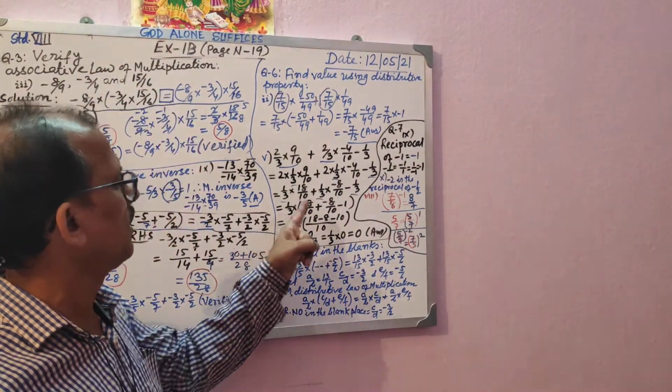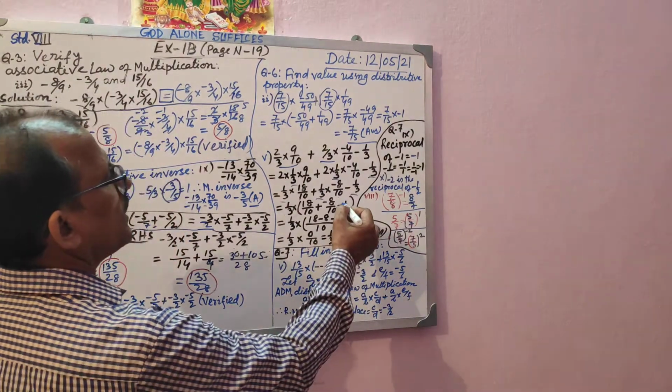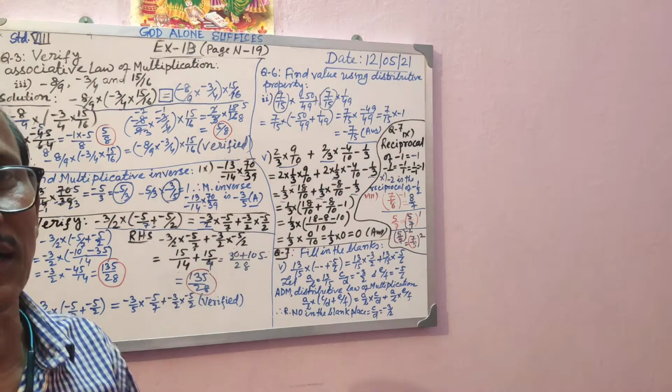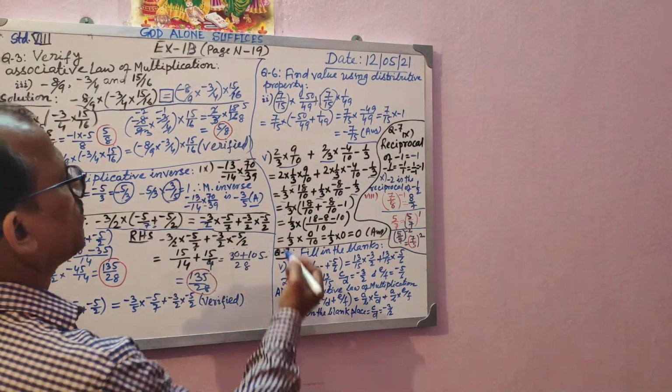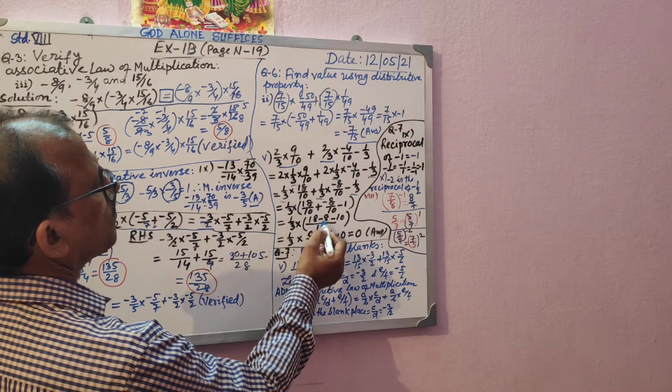You have taken 1 by 3, and minus 1 into 1 by 3 is minus 1 by 3. So minus 1 is left. Don't leave it, don't ignore it. Nothing is left? No, minus 1 is left. So 1 by 3 into, 10 is the LCM, 10 minus 8.